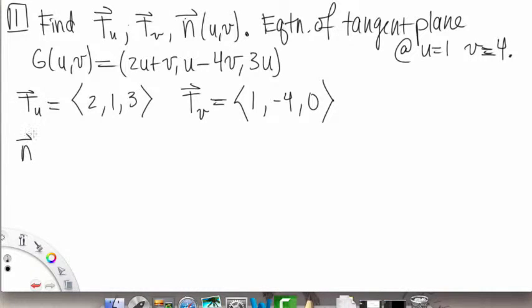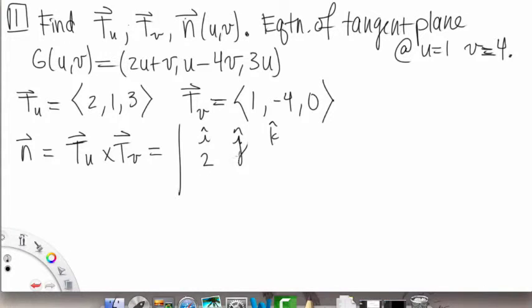Now we'll find the normal vector, and that is found by crossing t sub u with t sub v, and setting up the ijk determinant. So we have i, j, and k hat, and then we set up the first row by plugging in the t sub u stuff: 2, 1, and 3. And the last row is t sub v, so that's 1, negative 4, and 0.